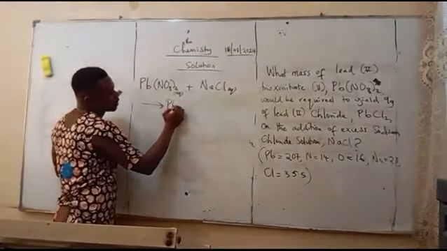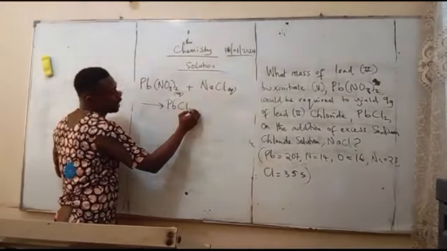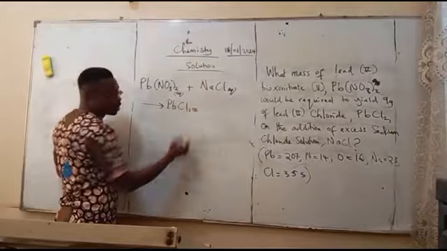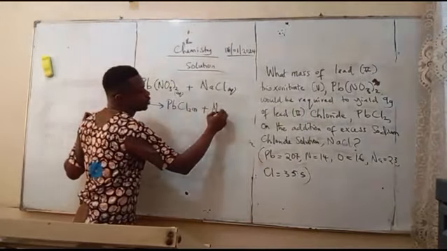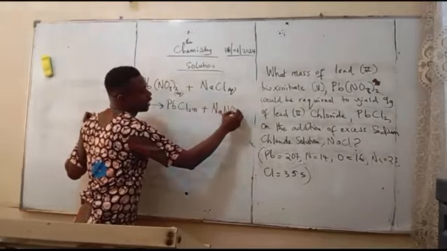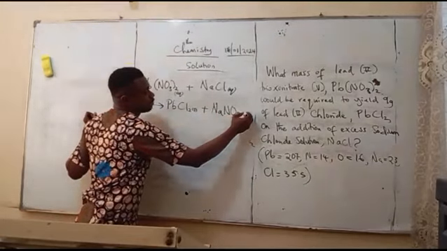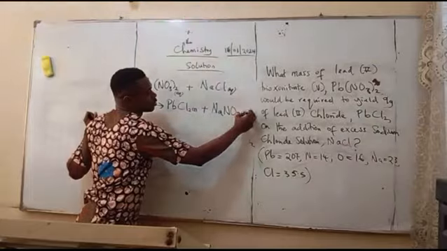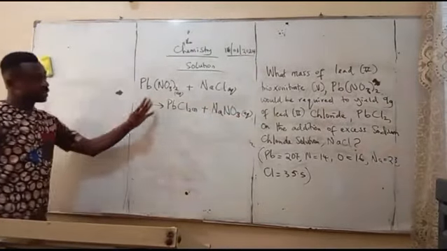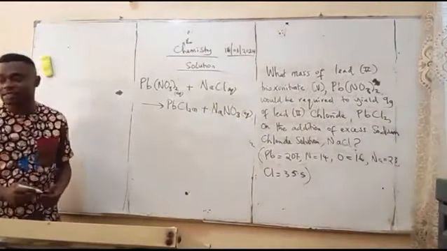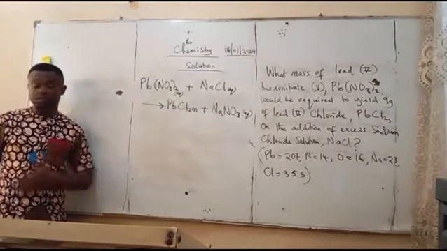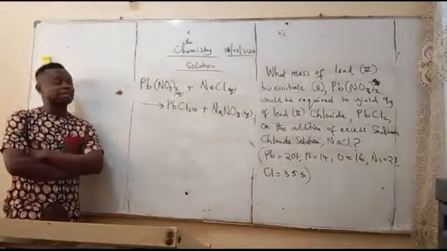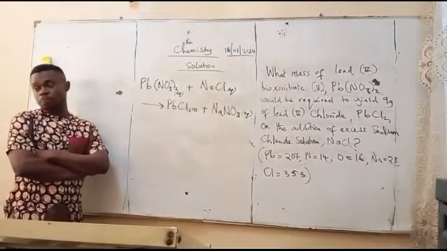lead(II) chloride, which is solid, plus sodium trioxonitrate(V), which is aqueous. So this is the equation. Now let's look at this equation. Is it confusing? It's not. Is it balanced? No. Balance it.